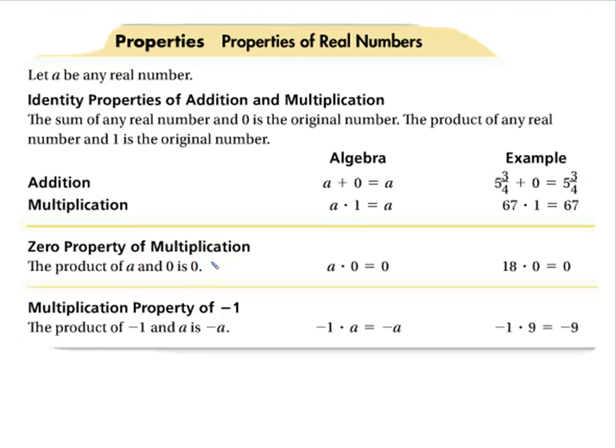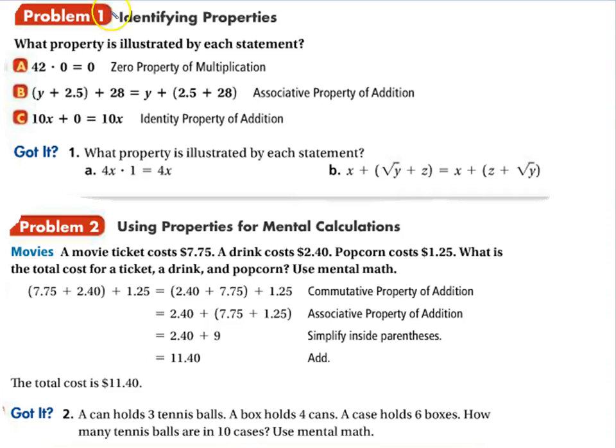Then we have the zero property of multiplication. If I multiply any number by 0, I get 0. Okay. Multiplication property of negative 1. If I multiply any number by negative 1, I get the opposite of that number. Okay, so that's the point of that one.